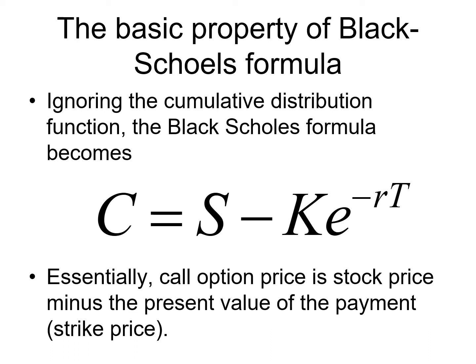So here K is the strike price, but it's discounted by the time, so e^(-rT). And S is the stock price. Because with the call option, we get the stock with the payment of K, right? But we pay K in the future, so the future value should be discounted.